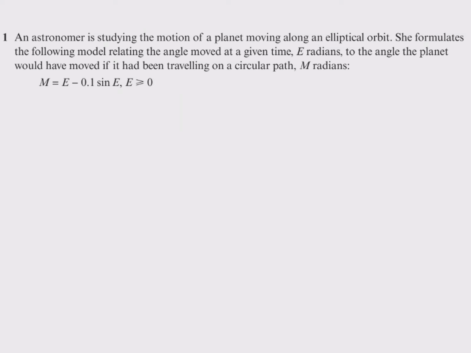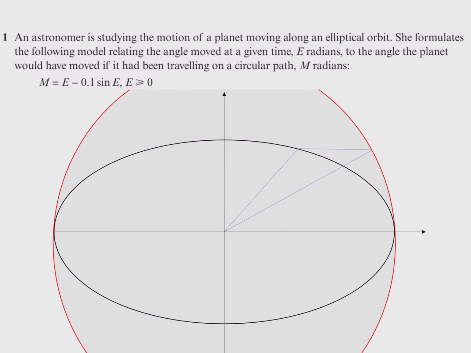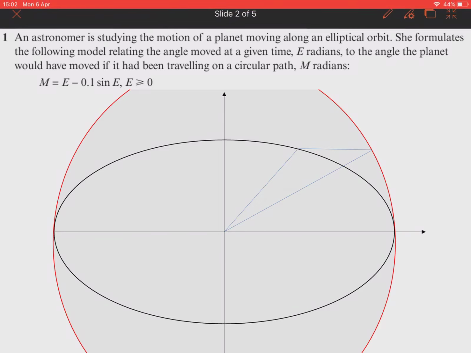She formulates the following model relating the angle moved at a given time, E radians, to the angle the planet would have moved if it had been travelling on a circular path, M radians, using that formula. So you don't need to know this, but it's just to show you what's going on. I hope that you all know that the planets travel around the sun in our solar system.